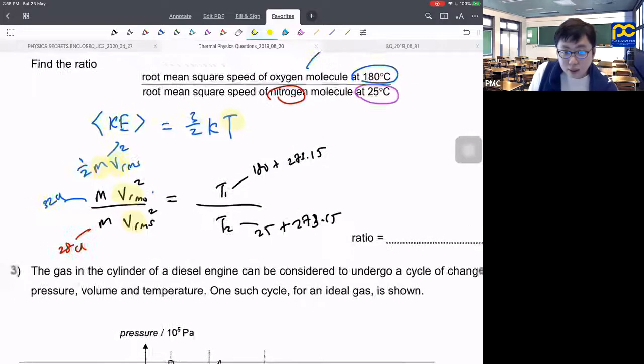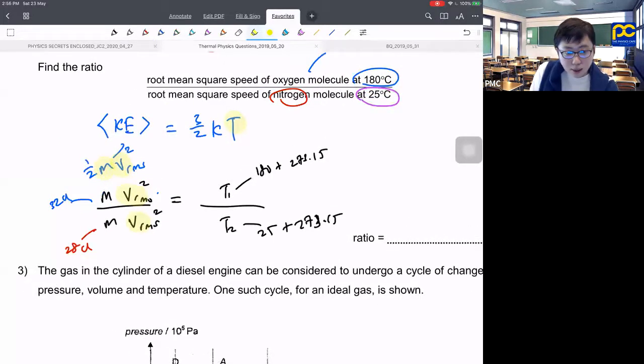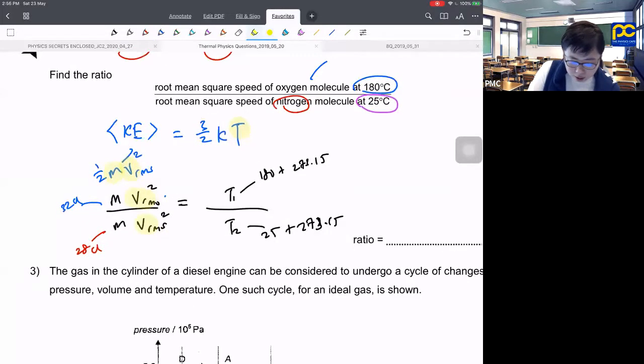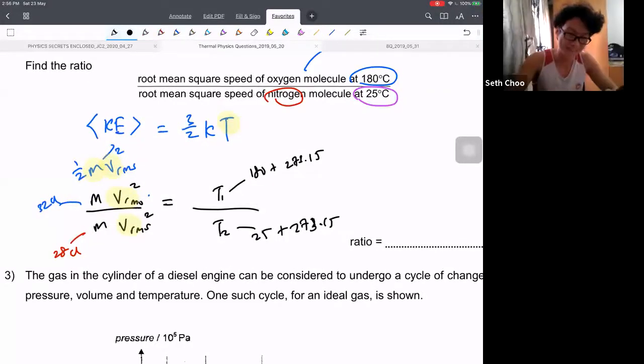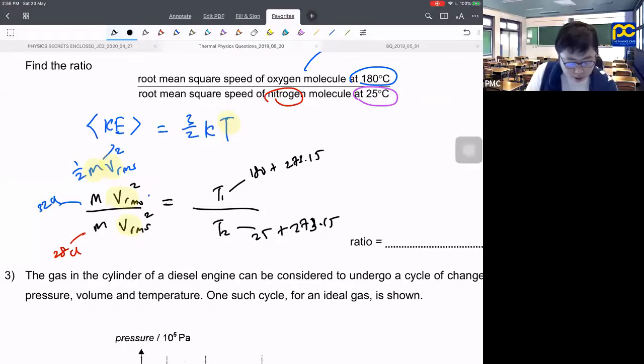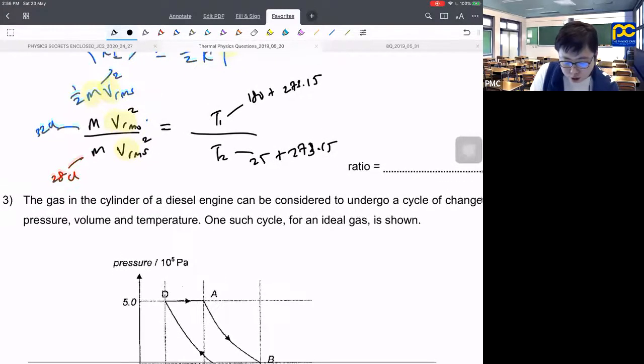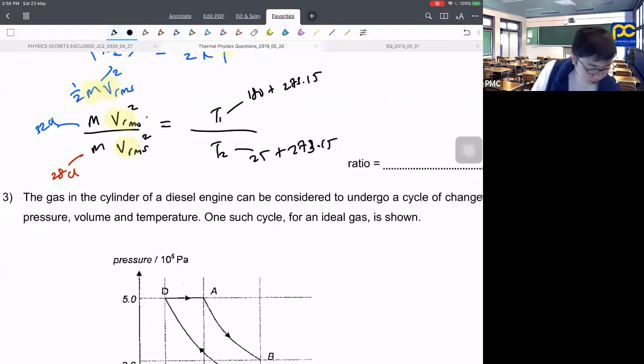Let me have the answer. Maybe Seth, can you let me have the answer for the final ratio? I am not done yet. The rest of you who are done, you can go on to question 3 and fill in the table for me. Very simple.